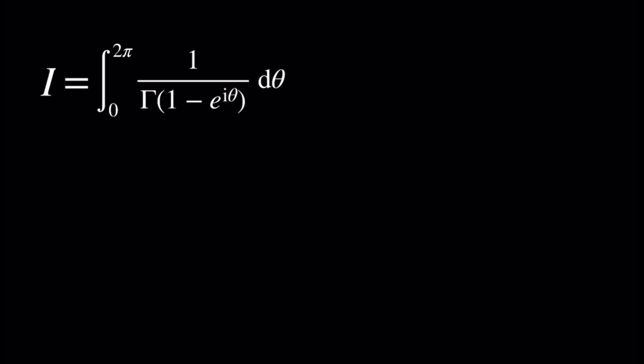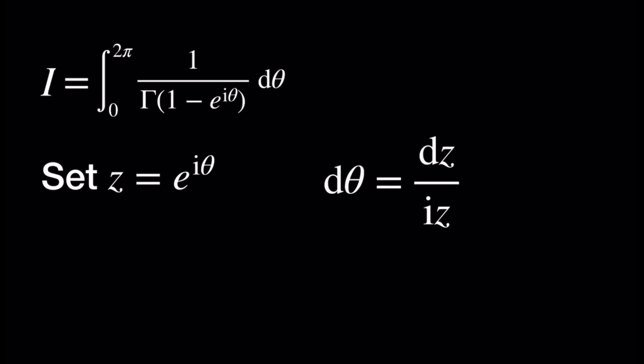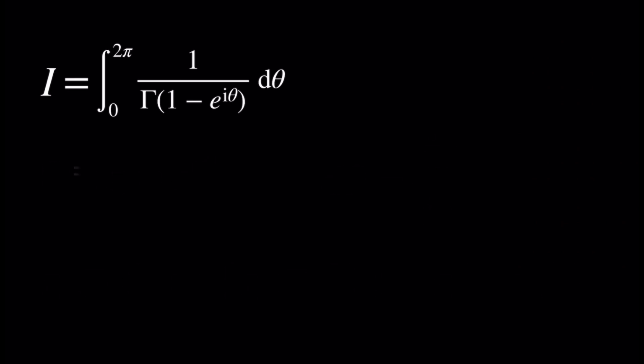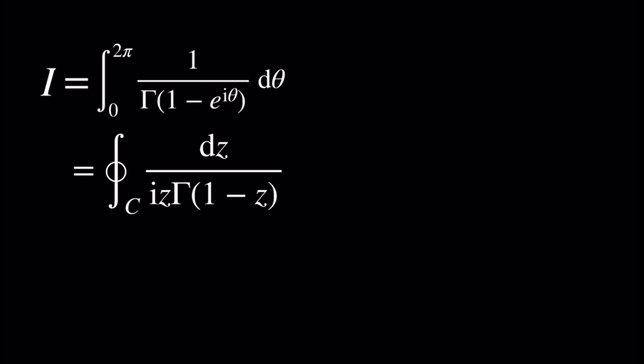So we are going to set z equals e to the i theta, so that d theta is equal to dz over iz. Now as theta runs from 0 to 2 pi, z is going to run on the unit circle. So now our integral becomes the integral along the unit circle of 1 over iz times gamma of 1 minus z dz.